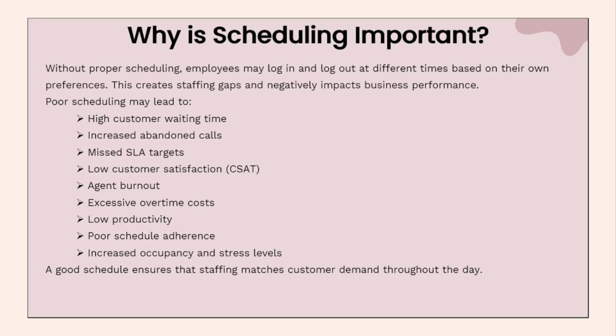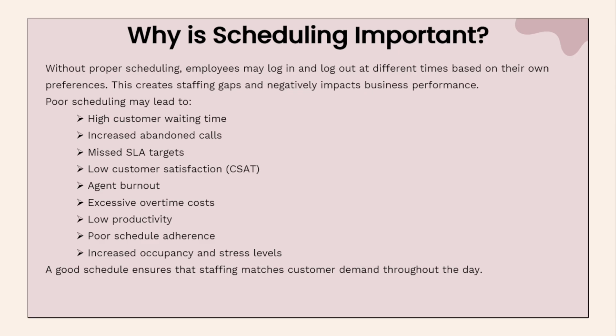Increased abandoned calls. Our abandoned calls will increase. Missed SLA targets. Low customer satisfaction, which means our CSAT score will go down. Agent burnout. Agents will get burned out. Excessive overtime. We have to give overtime to agents. Low productivity. Occupancy will also be low. Poor schedule adherence. The occupancy and stress level will also be increased.